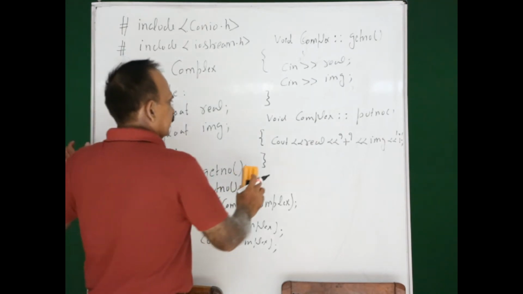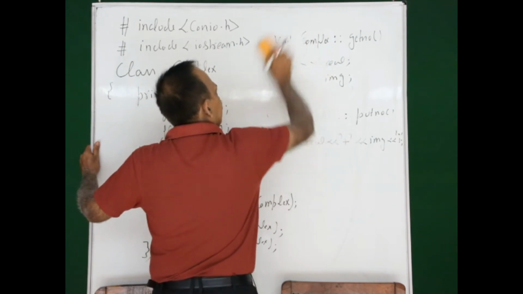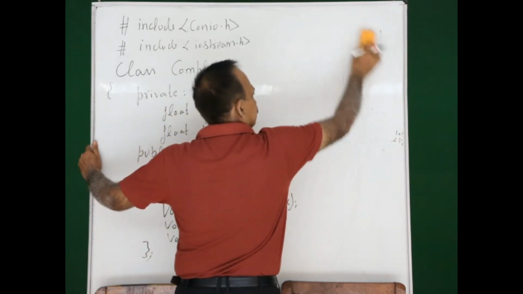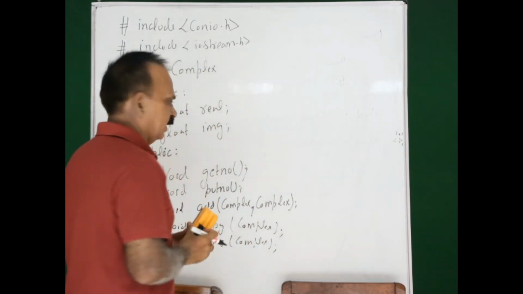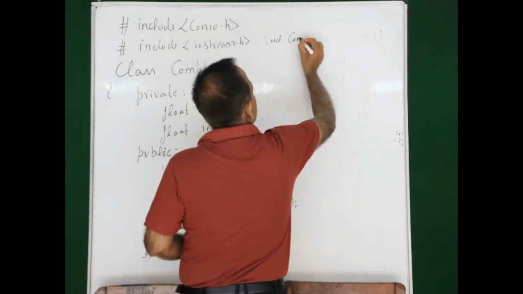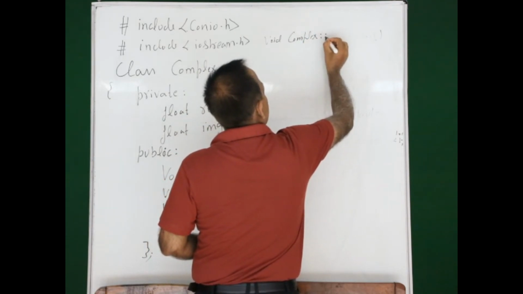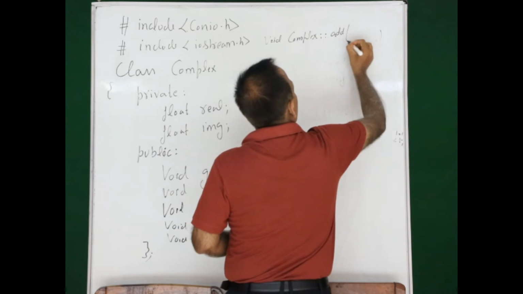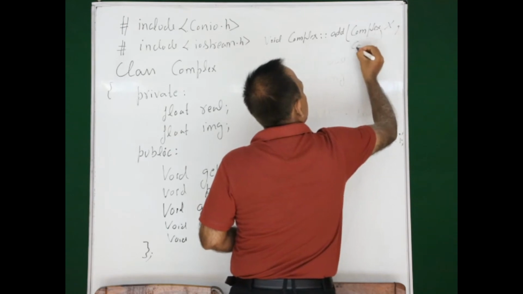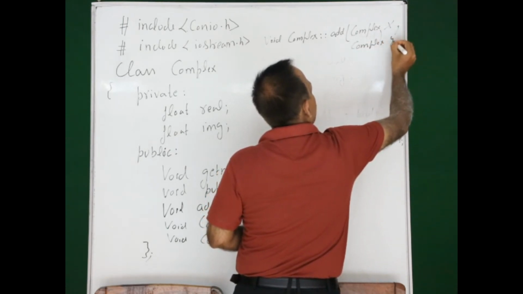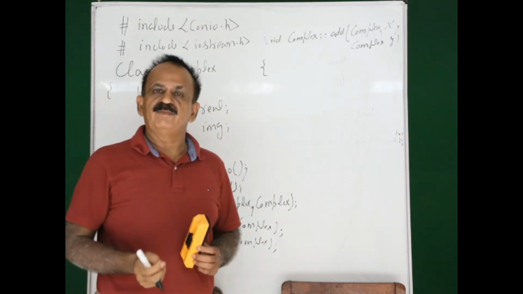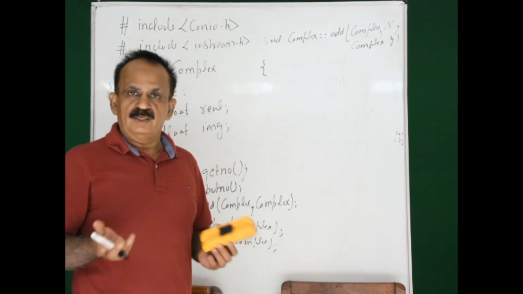Next, very important is the definition of the third function, and that is addition. For addition, two arguments will be provided, and the result will be stored in the calling object. Say void, complex is the class name, then the scope resolution operator, and the function add with two arguments: complex x, comma, and complex y. In this example, I will be adding x and y, and the result I will be storing in the calling object.